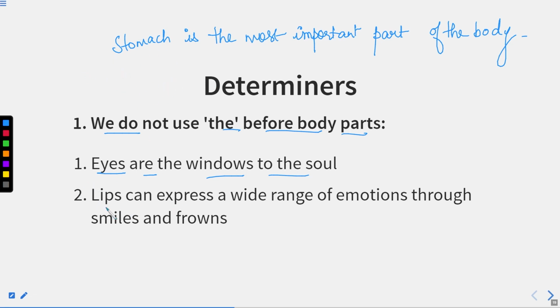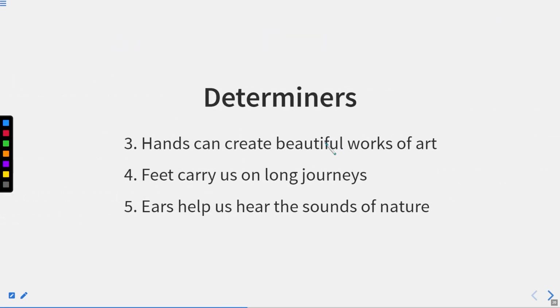But for example, there is one more sentence: lips can express a wide range of emotions through smiles and frowns. So here we are talking about lips. These are body parts. We cannot use the before it. Hands can create beautiful works of art. So we are talking about hands. We cannot use the before it. Feet carry us on long journeys. So again, because we are talking about the functionality of these particular body parts, we cannot use the before them. Ears help us hear the sounds of nature. Of course, we will not use the before them.